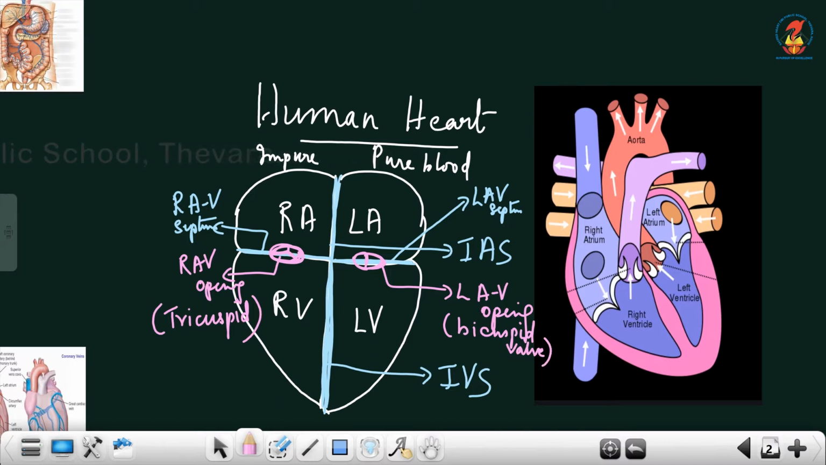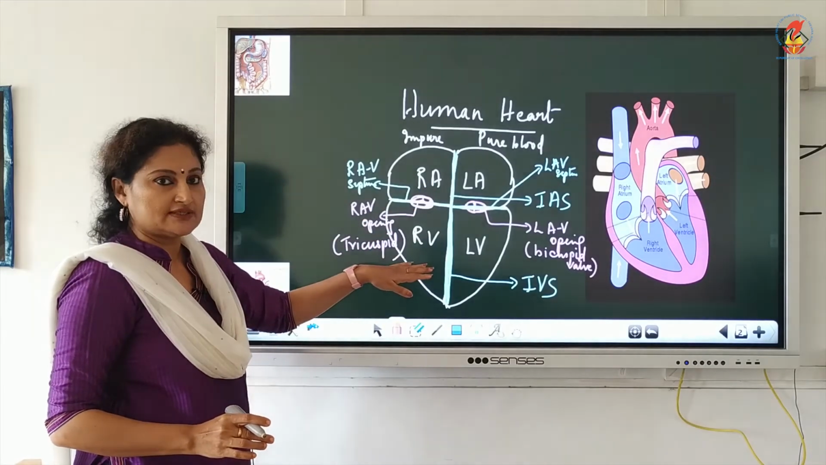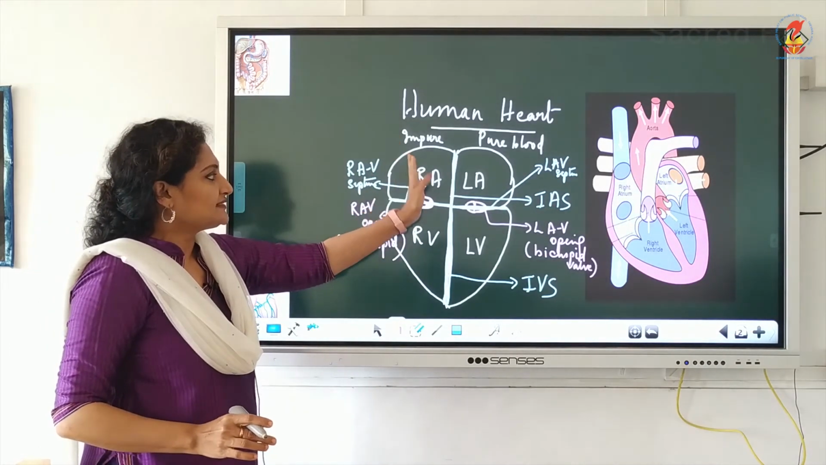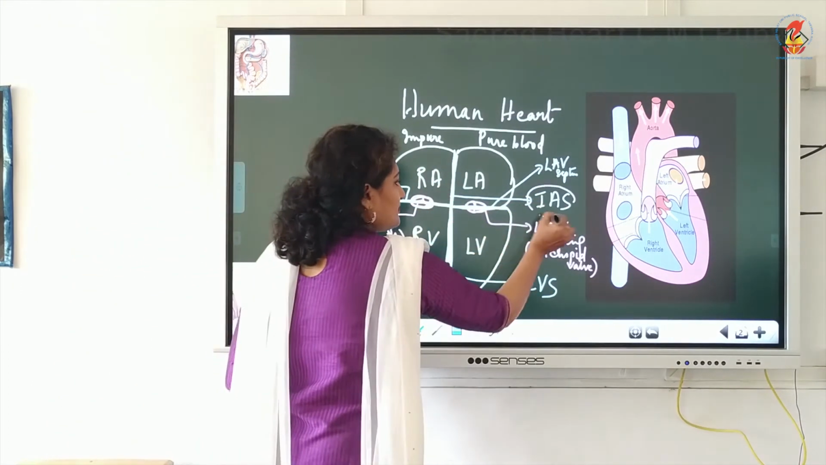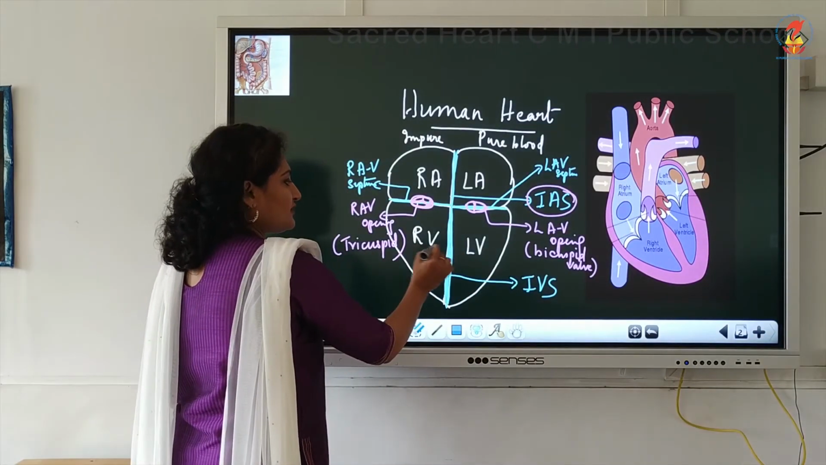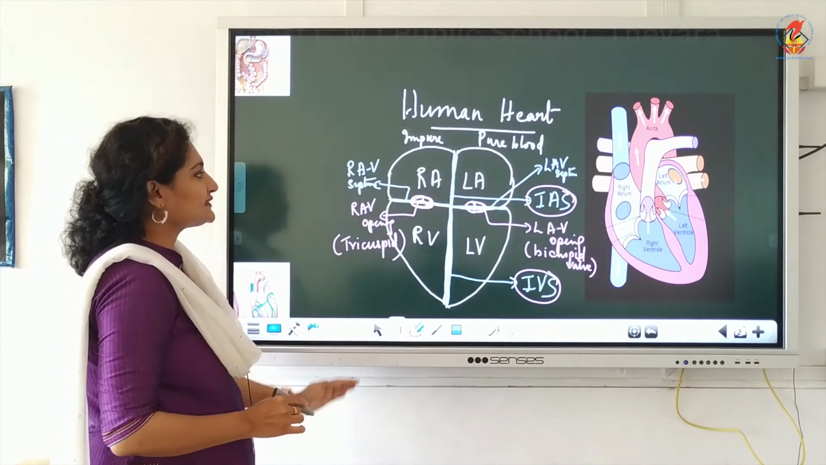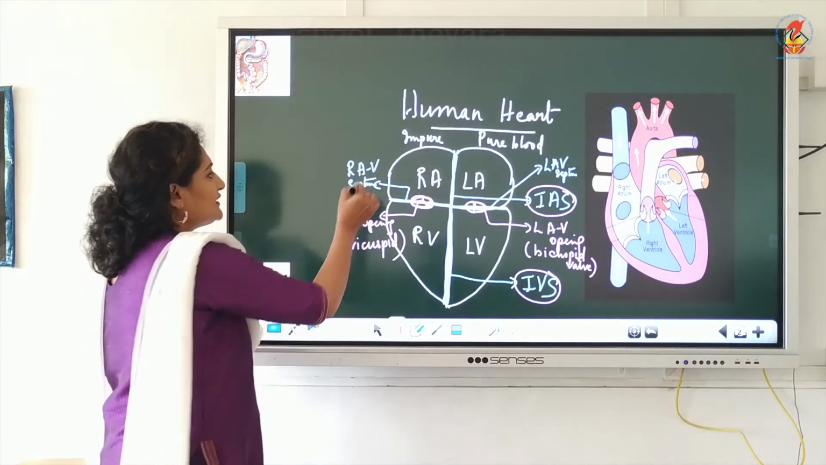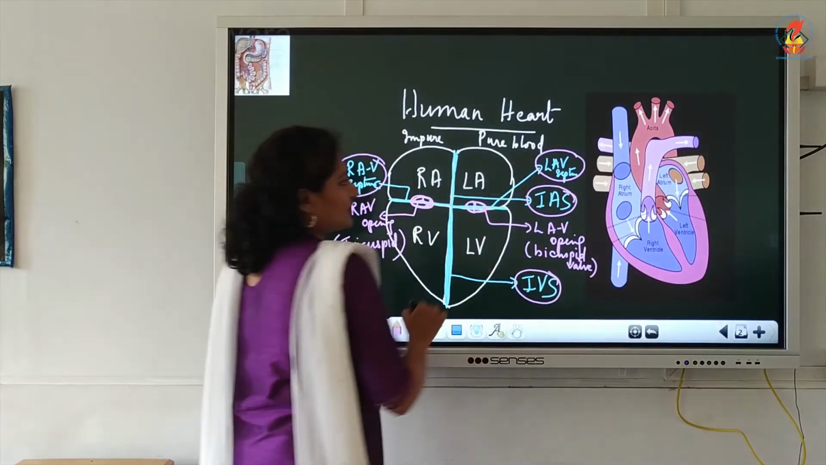So once again, a recap of the chambers. There are 4 chambers in all. Upper chambers are called the atria and lower chambers are called the ventricles. The upper chambers are smaller, the lower chambers are larger. The right atrium is separated from the left atrium by the interatrial septum. The left and right ventricles are separated by the interventricular septum. Similarly, on each side there is a septum separating the atria and the ventricles. On the right it is called the right atrioventricular septum, on the left it is called the left atrioventricular septum.